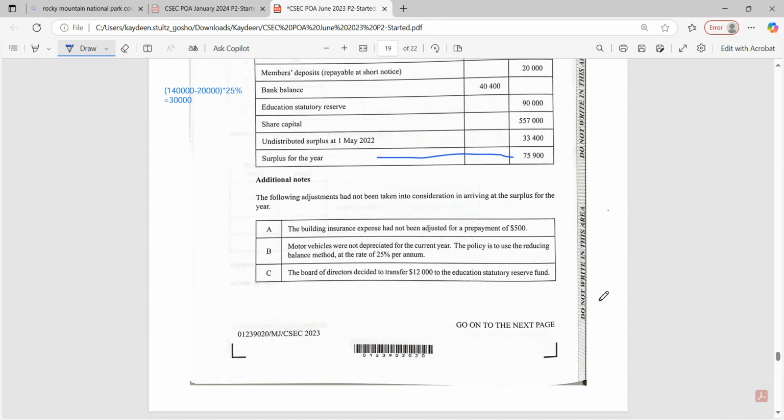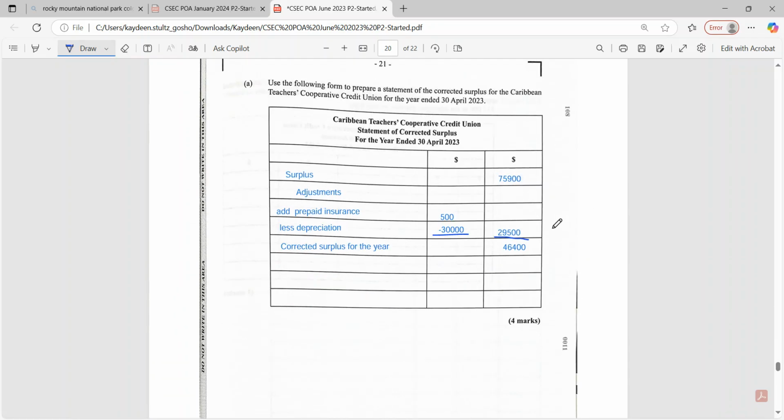This is our total adjustments, because the other item, the Board of Directors decided to transfer $12,000 to the Education Statutory Reserve Fund, we know we normally do that in our apportionment account. So this is where we're going to put that. So negative $30,000, which is the less depreciation, plus the $500 is going to give us 29,500. And in this case, it's a negative 29,500. So our corrected surplus for the year would be 75,900 minus 29,500, which gives us 46,400.